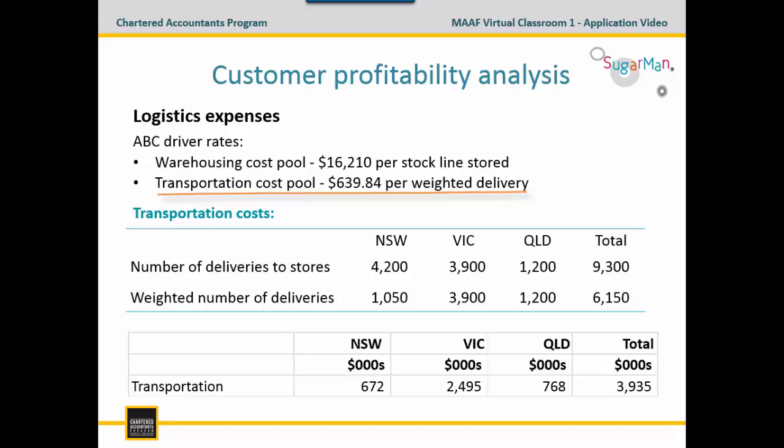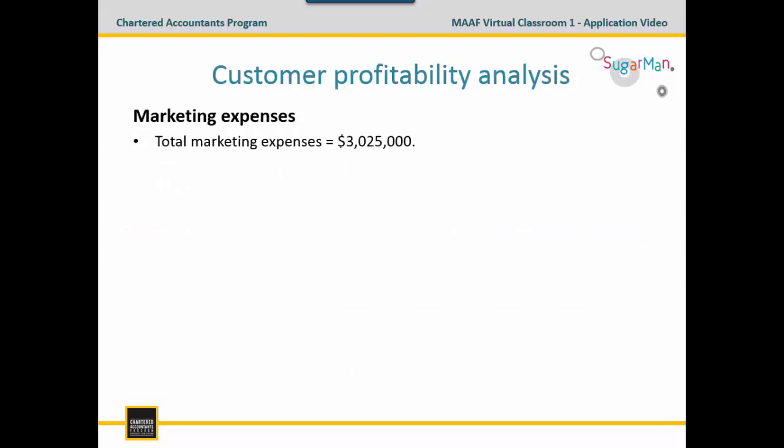By applying the appropriate activity-based driver rate to the number of deliveries in each state, i.e. multiplying the two, we have allocated the transportation costs to each customer segment. We can have confidence in our figures as the total allocated agrees to the total of 3.935 million in the cost pool. So that leaves us with the marketing expenditure to fairly attribute to the states based on how they consume these costs.